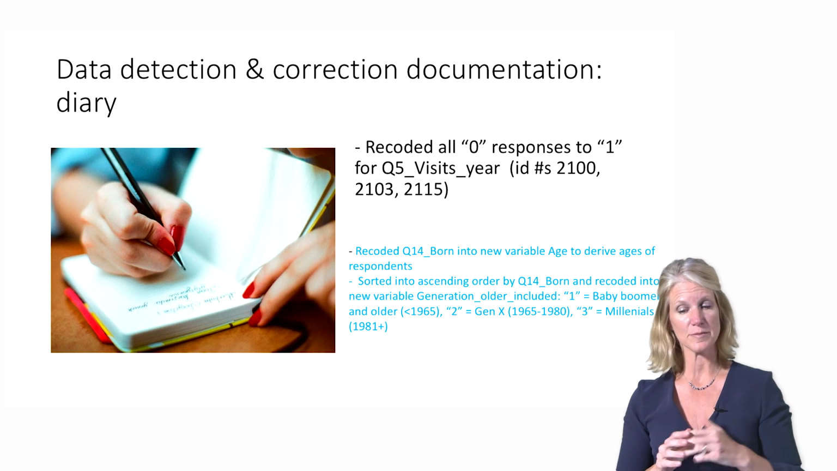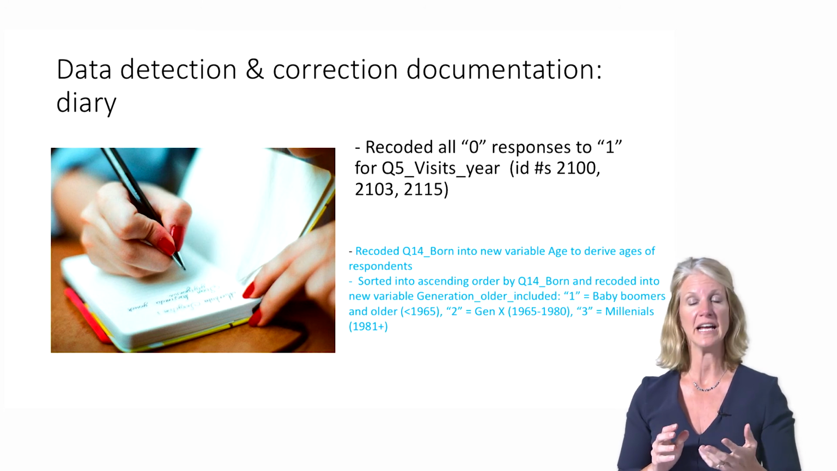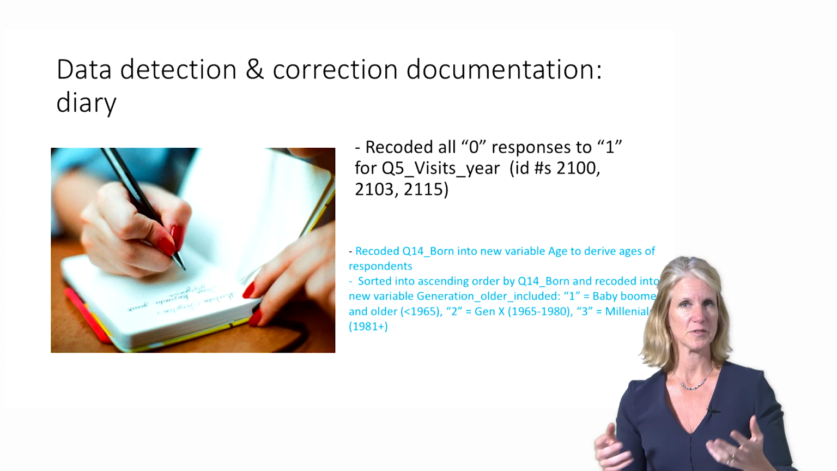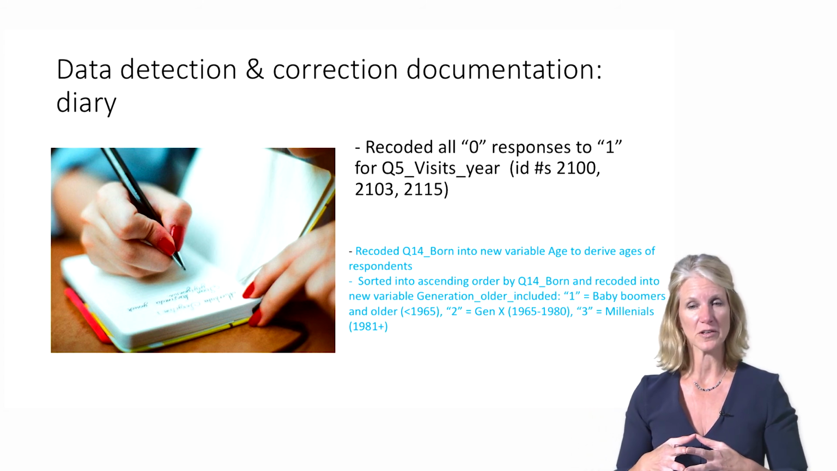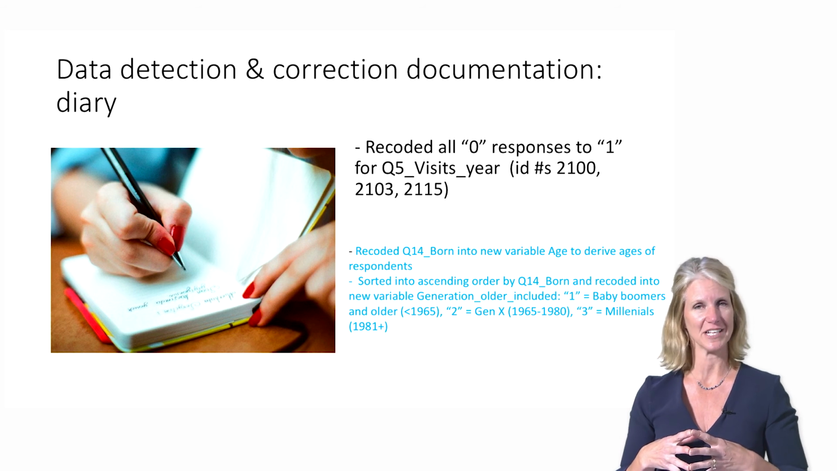Here's another example of a data diary entry related to data transformation. In this instance, the person took the question, what year were you born, and created an age variable. So we could run the analysis on how old they were. And then they also recoded that data into categories for analysis as well.